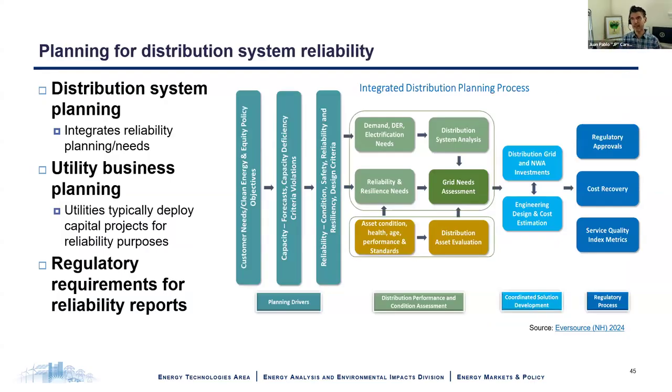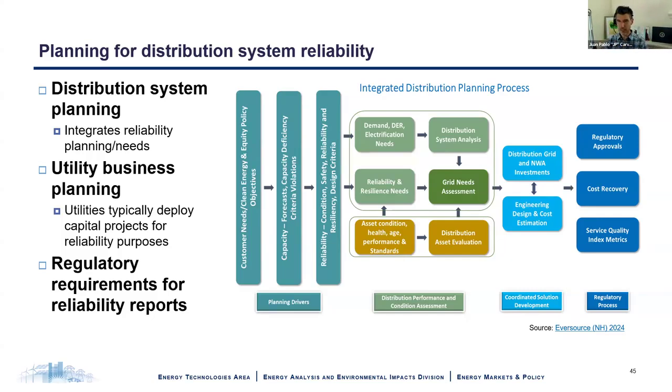So for distribution system reliability, there's a set of, again, planning processes that can be established. In some cases, certain jurisdictions have developed distribution system planning processes, like the diagram here from Eversource in New Hampshire, where reliability and resilience needs are part of the planning process. We're planning to meet those needs in addition to other needs in the distribution system. In other cases, utilities have their own internal planning processes that are not as public, but they follow similar ideas. They're trying to ensure minimum levels of reliability, especially if the regulator is enforcing them.